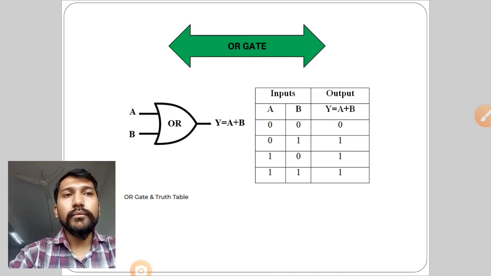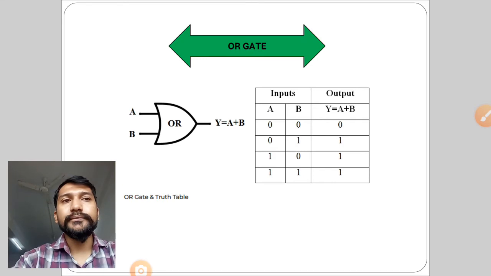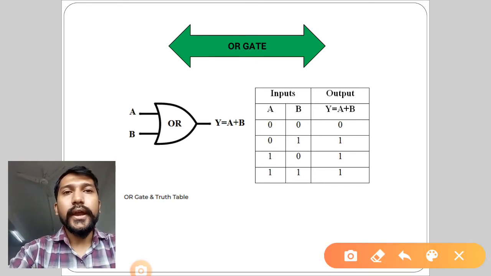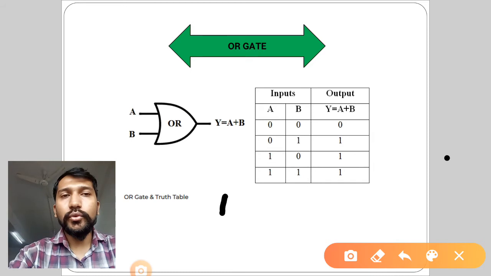Now what operation is the OR gate going to perform? Basically the OR gate is going to perform the addition operation. You know how to perform addition. I will have two inputs, A and B. I will have different types of combinations depending upon the input. So it is a two input OR gate.